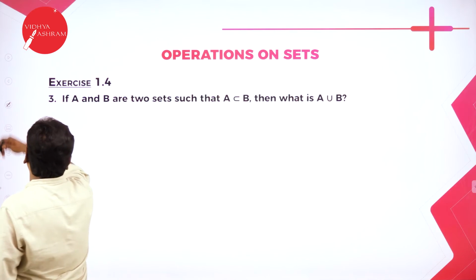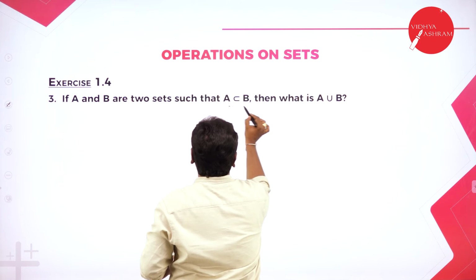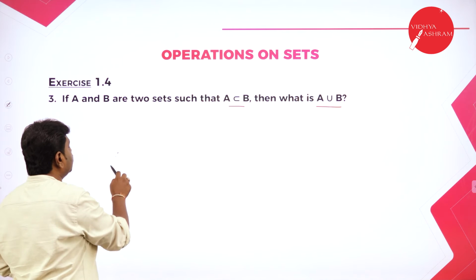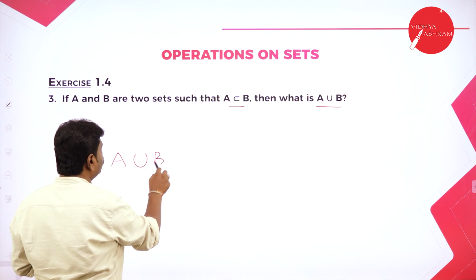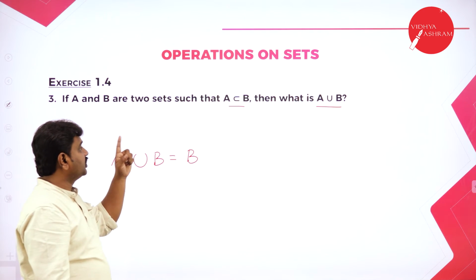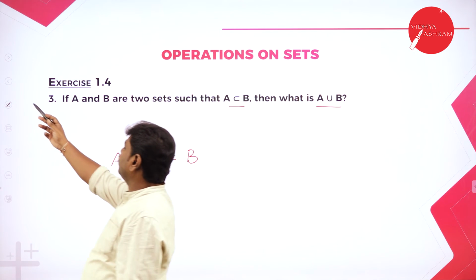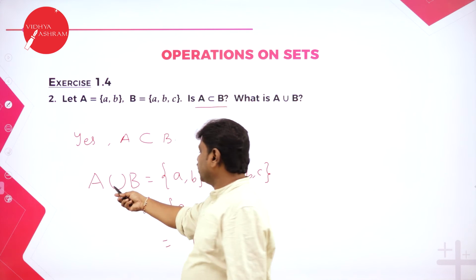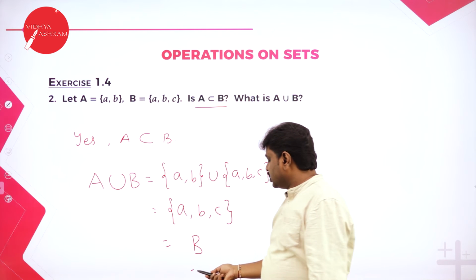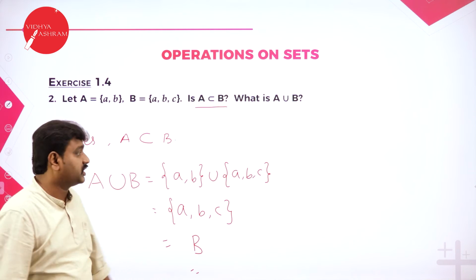Next we have, if A and B are two sets such that A is subset of B, what is A union B? Just now I taught you. A union B gives you the big set. What is the big set? B. If A is subset of B, you will get superset. For example, in the last problem, when I do A union B, A is clearly a subset of B, and I get B. So subset union superset is superset.